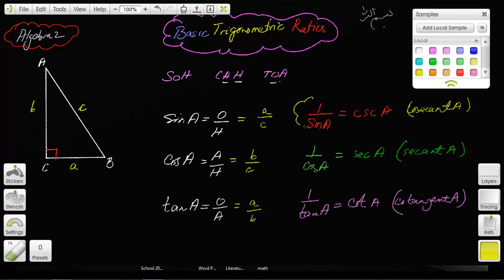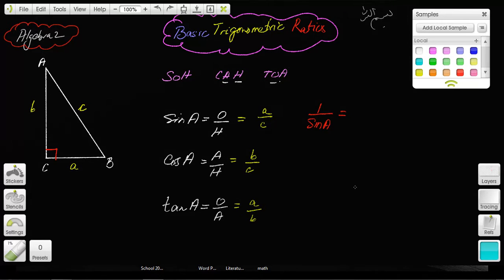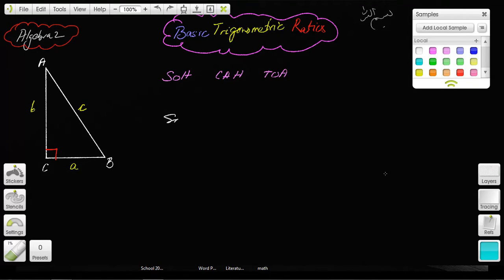So 1 over sine of A is cosecant of A, and 1 over cosine of A, A being any particular angle, is secant of A, and 1 over tangent of A is cotangent of A. Okay, so I'm going to do an example of this over here. So let me just erase all of this so we can start from the beginning. Okay, so let's give ourselves a triangle to work with. Let's give us a 5, 12, 13 triangle, okay?